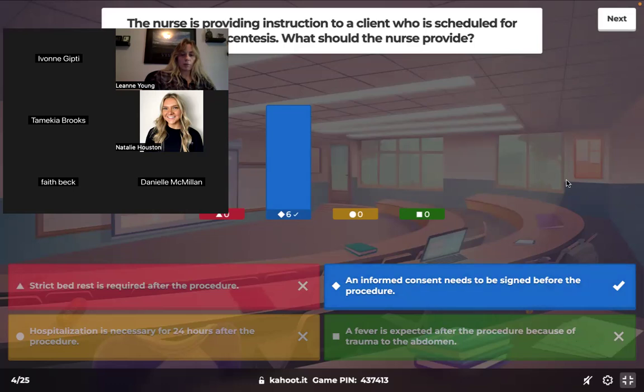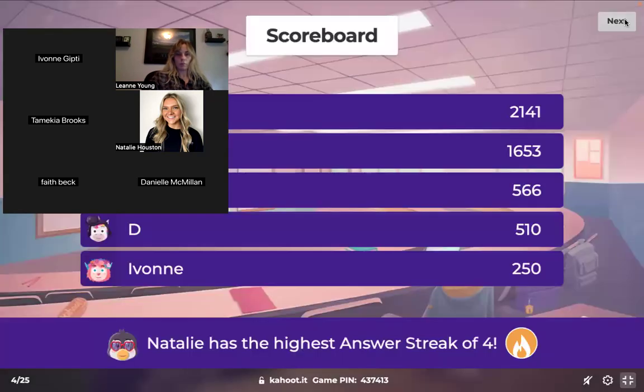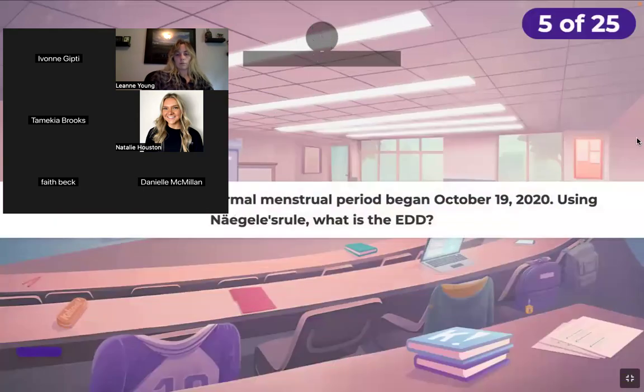So if a patient experiences a fever after an amniocentesis, that's something that would be like an emergency because an amniocentesis is an invasive procedure. So anytime that there's like a puncture or an injury, we're worried about infection. So if you're giving your patient discharge instructions, you're telling them, okay, you need to monitor for fever because that could be a sign or symptom of an infection. So we definitely do not want to see that after an amniocentesis.